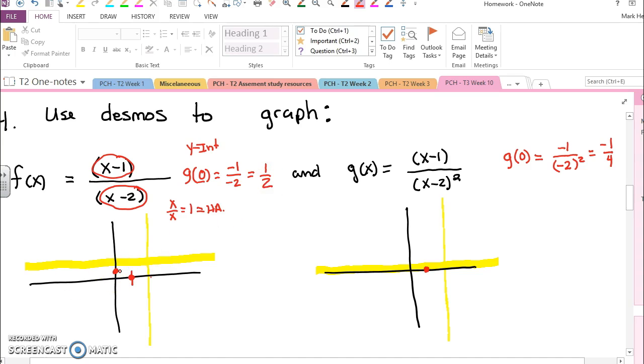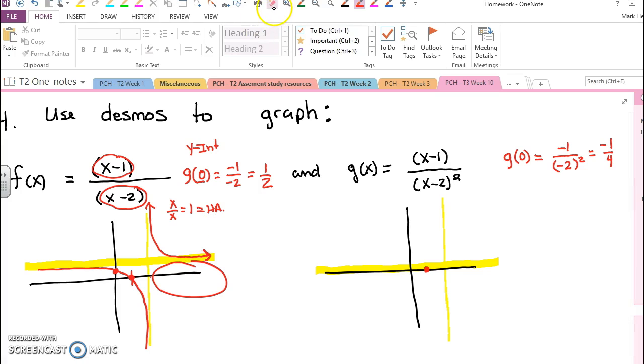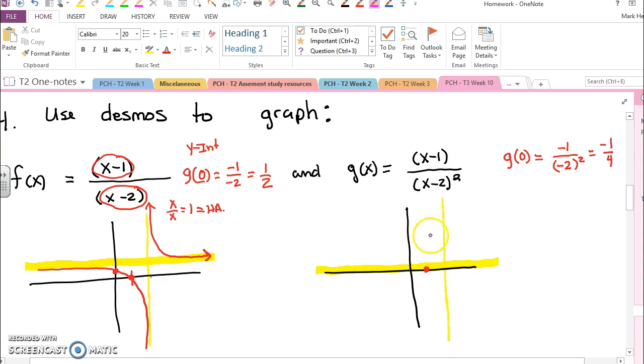So now I have that dot, and I can see very easily, even without that y-intercept, what this must look like. There's no more zeros, so that's how I know that we need to definitely have this portion of the graph. Now when we look at the other function, the 0 is the same at 1, the vertical asymptote is the same at 2, but now the y-intercept is -1/4 when I plug 0 in for x.